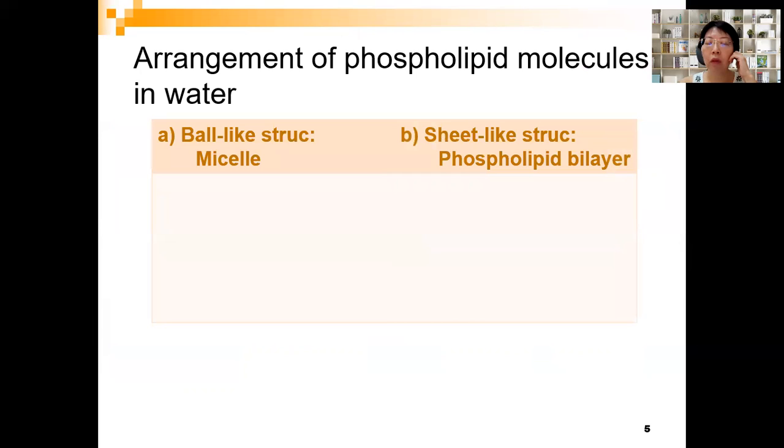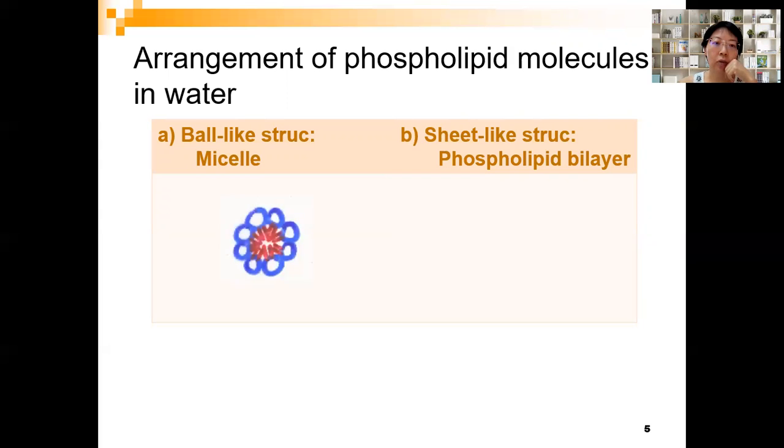Now, arrangement of phospholipid molecules in water, you need to draw this into your notes. A ball-like structure, which is called micelle, okay, micelle. Sometimes when you read a word, if you do not know how to pronounce it, please go to Google and search the meaning of the word, and usually they will pronounce it for you. So it's called micelle. A is ball-like structure, micelle. B is sheet-like structure, the phospholipid bilayer.